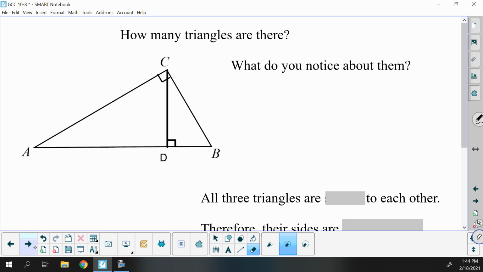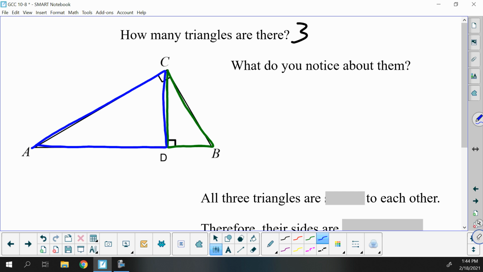In this picture, I want you to think about how many different triangles there are. Hopefully you notice there are 3 triangles. We've got this one here, we've got this one here, and then we've got the big one. Well, let's compare the green and the red first. The green and the red each have a right angle, and they also share angle B. So therefore, the green and the red must be similar by the angle-angle similarity postulate.